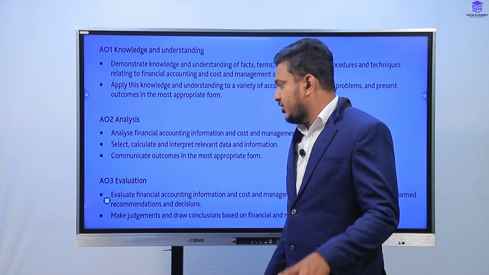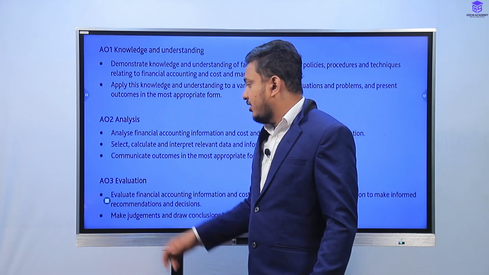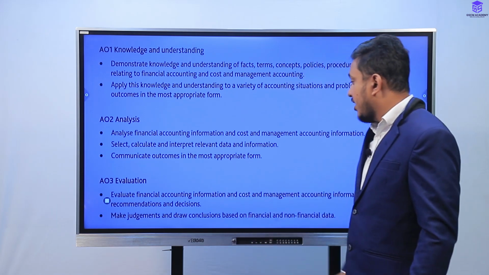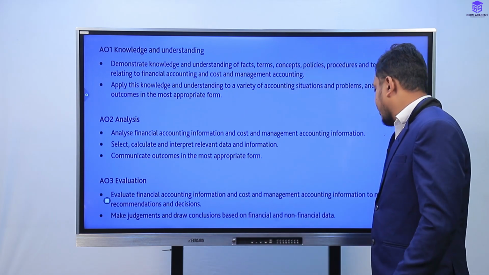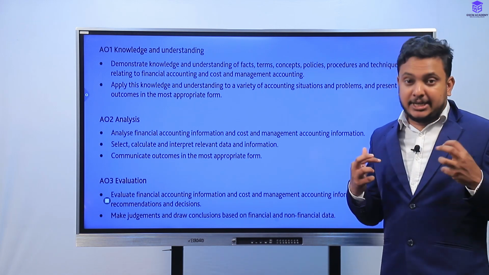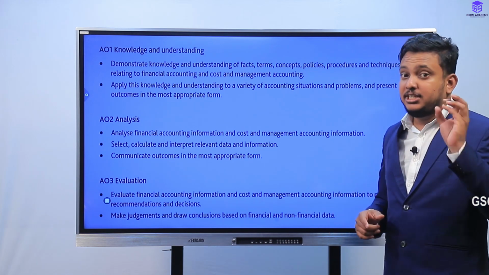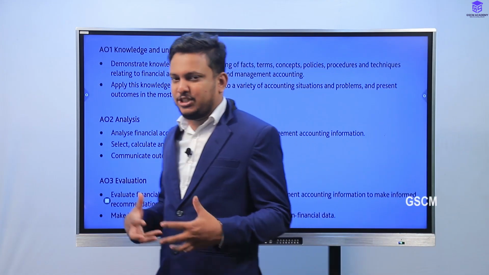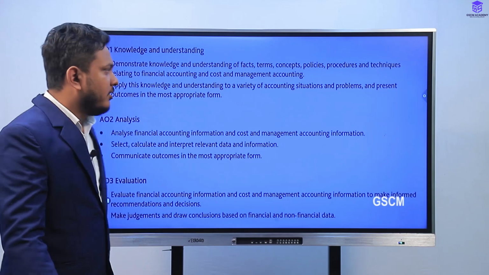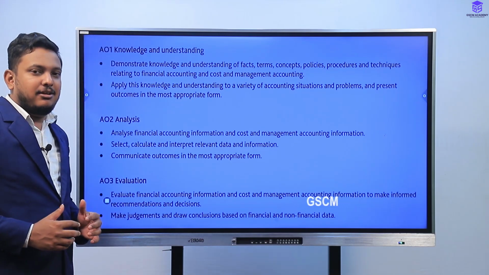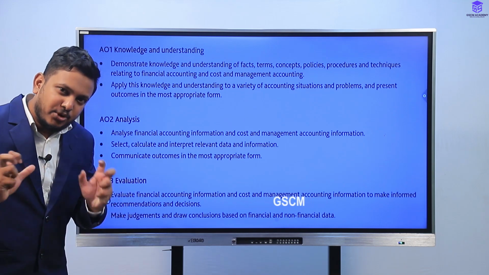Last but not least, you will be tested on your evaluation skills. You should be able to evaluate the financial accounting information and cost management accounting information to make informed recommendations as well as decisions. So you should be able to evaluate things. So those are the assessment objectives that the examiner is expecting from you.